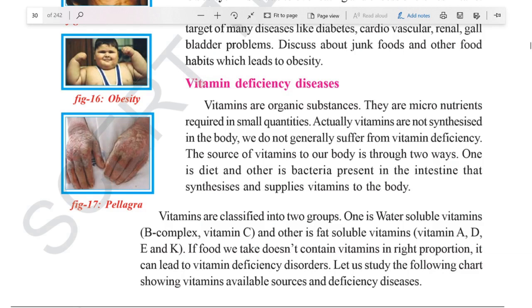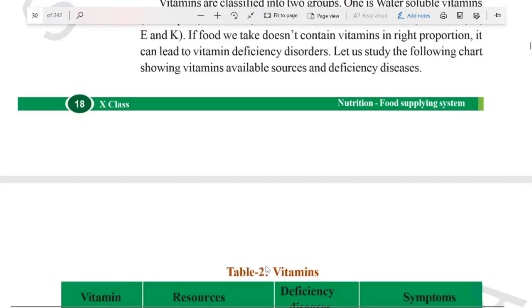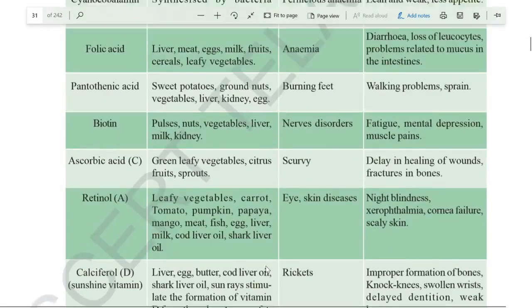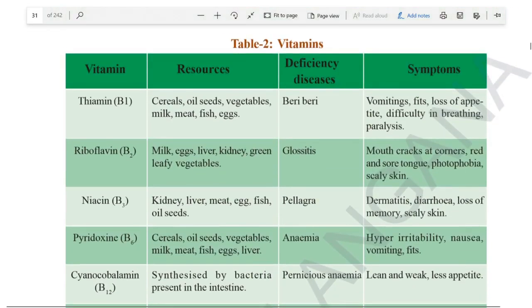vitamins to the body. Depending upon solubility, vitamins are divided into two, water soluble and fat soluble. Water soluble vitamins are B complex and vitamin C, and the fat soluble ones are vitamins A, D, E and K. So there are 13 types of vitamins. See here, this is a chart. B1, B2, B3, B6, B5, these we call B complex vitamins. Their sources are cereals, oilseeds, vegetables, milk, meat, fish, egg.